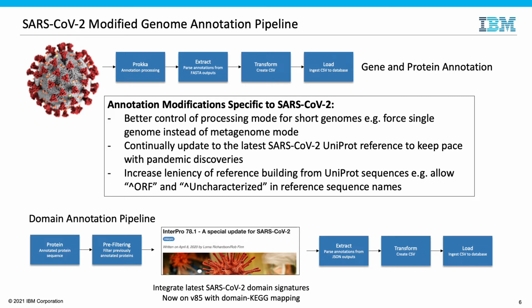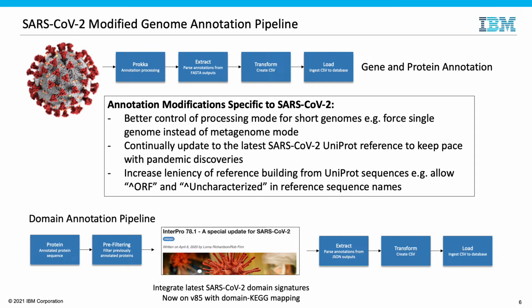We wanted to include putative proteins, things that hadn't necessarily been experimentally confirmed, because the data was coming out so fast as far as reference data availability. So we wanted to make sure that those were incorporated as well. And then beyond that too, as it relates to our domain annotation pipeline, we've brought in the special release that UniProt provided to create and identify the domain signatures.